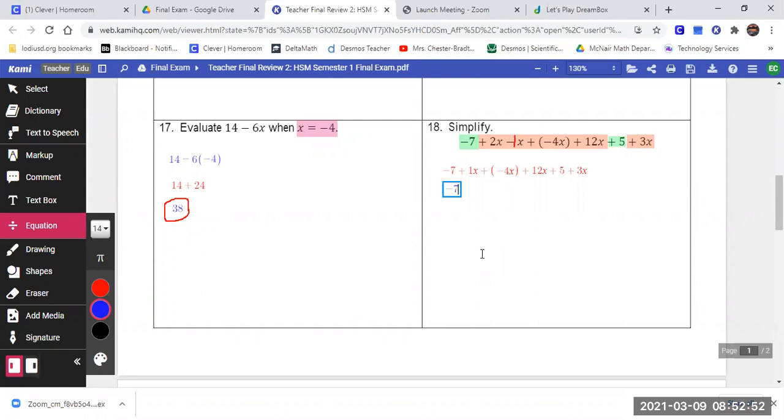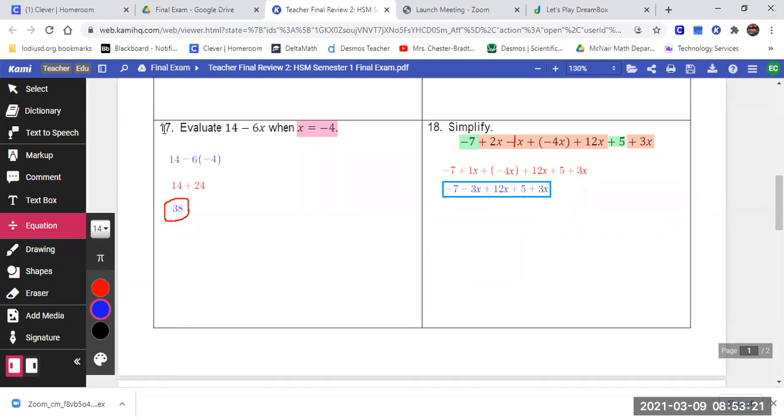Positive 1x, negative 4x. What sign will we be when we combine them? Negative. Now, how much negative though? And don't forget it has an x. So negative 3x, yes. And then I have a positive 12x, and I have a positive 5, and I have a positive 3x.